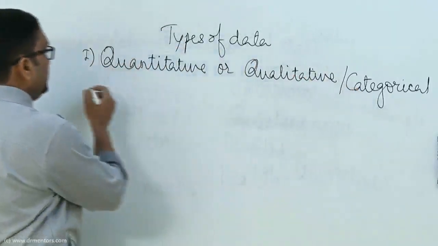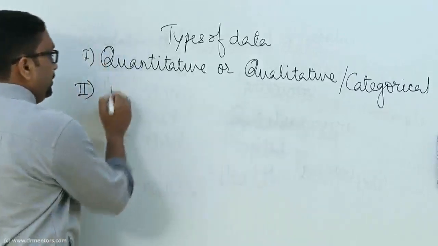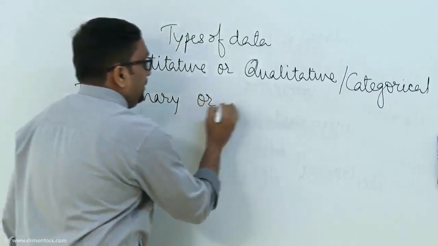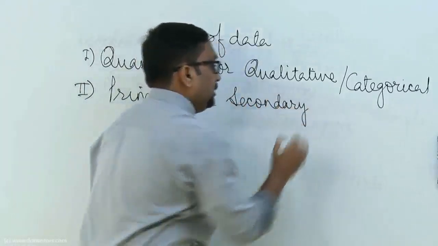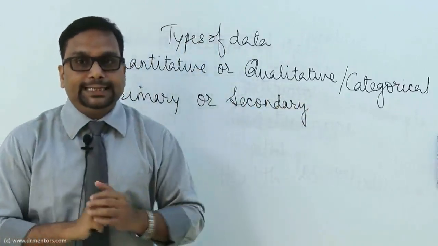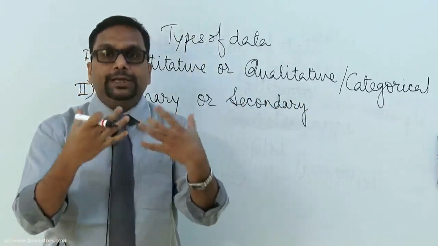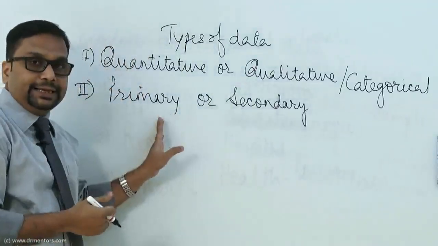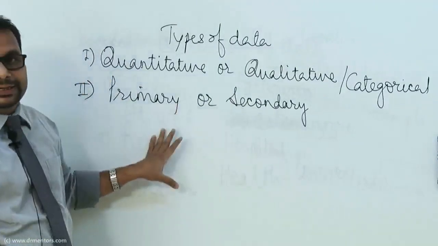Now we will come to the second classification of data. According to this classification, data can be primary or data can be secondary. So what do you mean by primary and secondary data? Now suppose I am going into the community and collecting data on my own, that becomes the first hand data or that becomes the primary data. So I am going into the community and collecting the data, that becomes primary data.